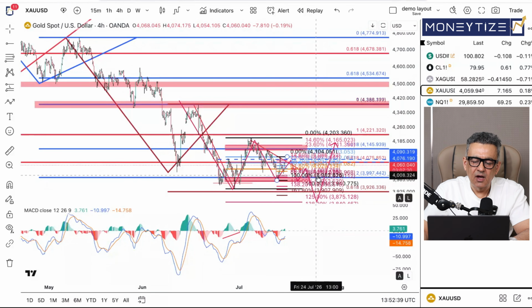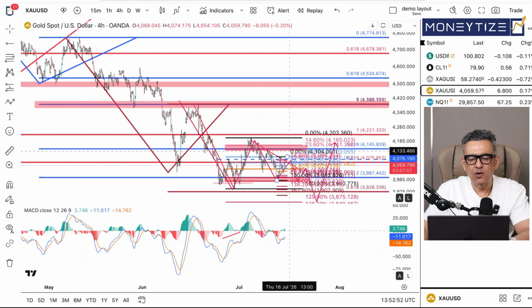And if it does not bounce back, and if it finds resistance around 3980, the current support, then there is a very high probability of the continuation lower. So we need a clear breakout. Let's see how it plays out for the remaining days of the current week.